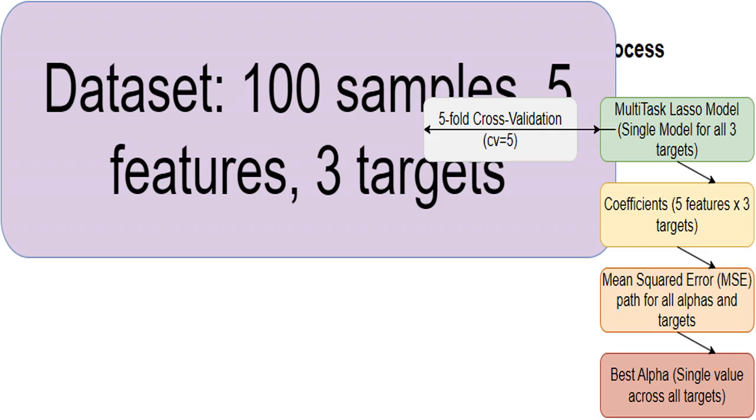I'm using 5-fold cross-validation to prevent overfitting. I divide my data into 5 parts. Each time, I train on 4 parts and test on the remaining part. I repeat this 5 times, each time using a different part as the test set. This gives a more robust estimate of my model's performance on unseen data.